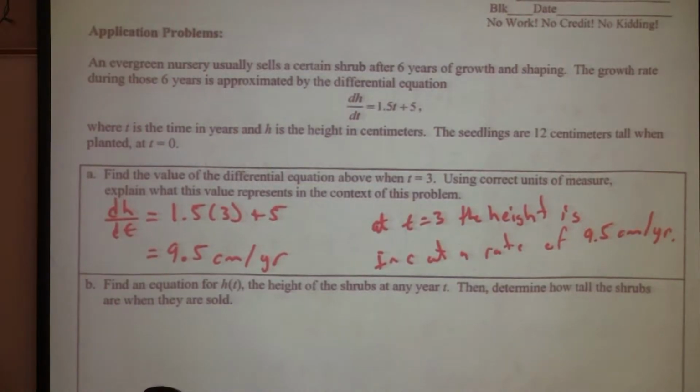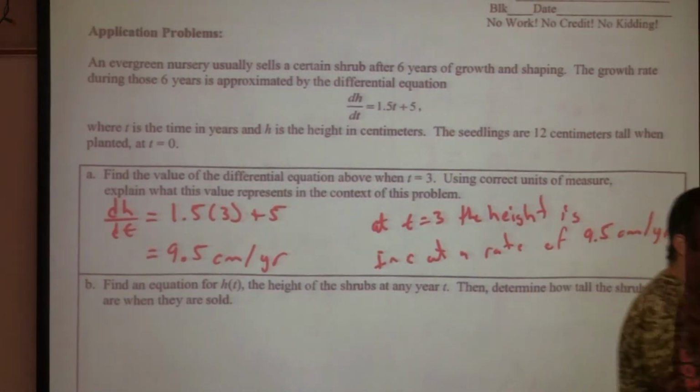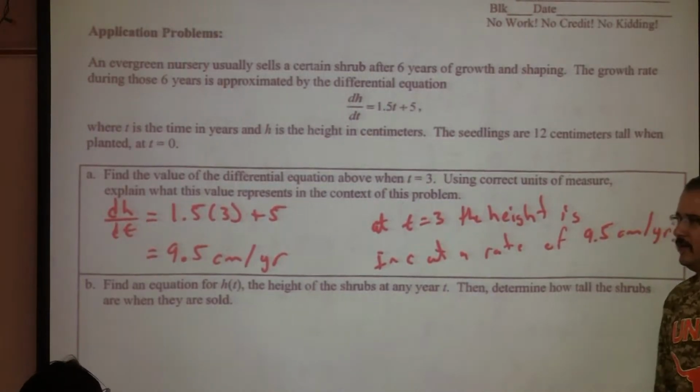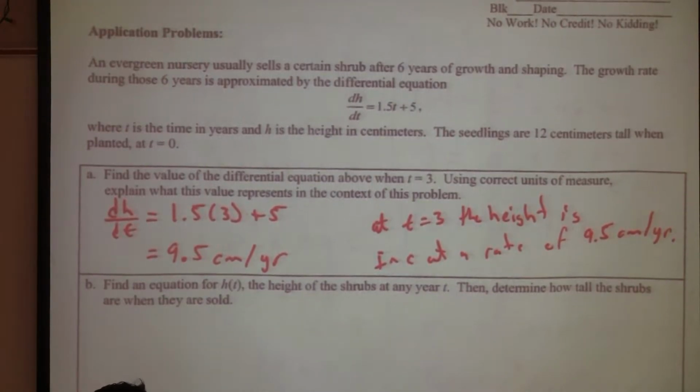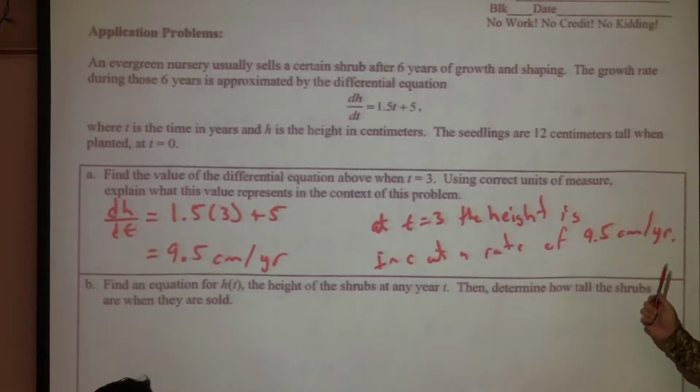Not on average, and not for the first 3 years. It's at exactly 3 years. At exactly t equals 3, the height is increasing at that rate. What if it were negative 9.5? How would we change the statement? It's decreasing. Decreasing at a rate of 9.5 or negative 9.5? That's what some of you did on your test. But decreasing at a rate of negative 9.5 centimeters per year.